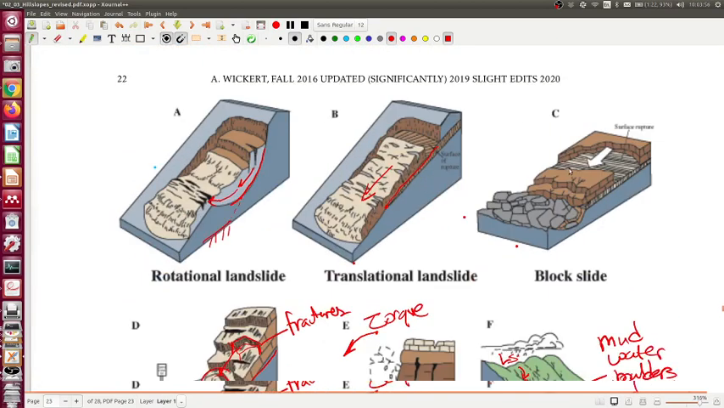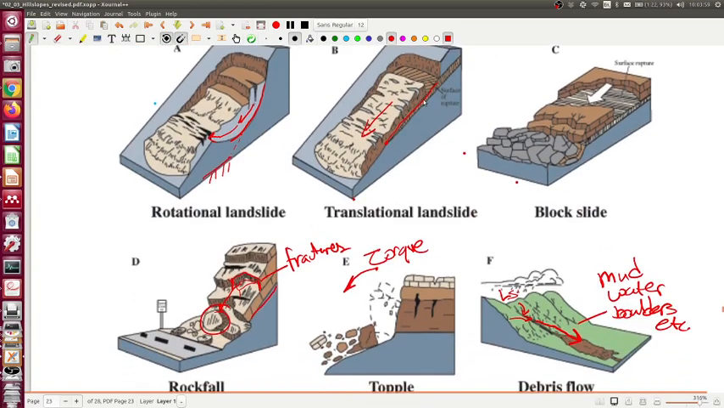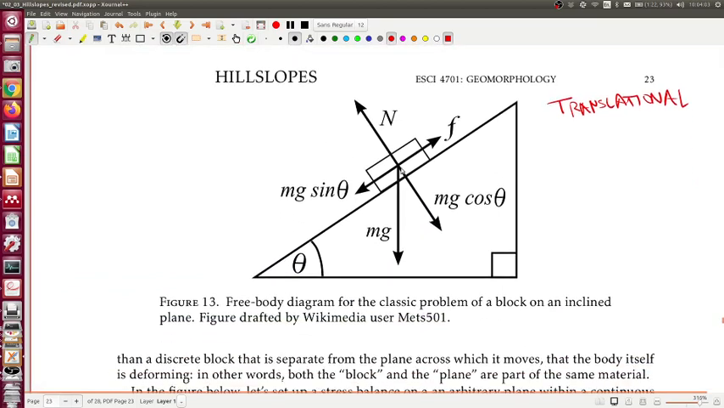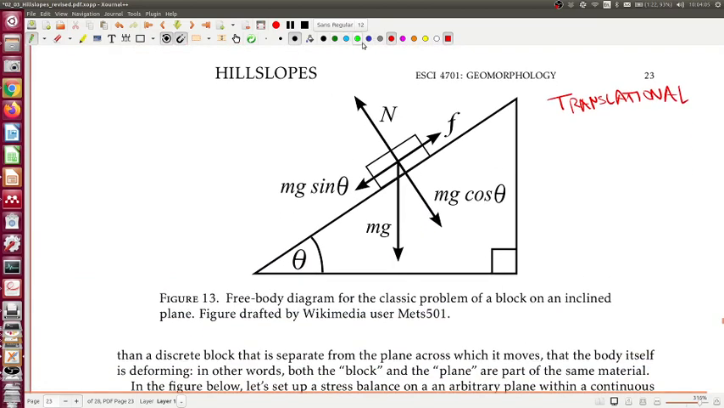And if I go back up here, we're thinking about this translational landslide, something like that right there, where we just have some sort of block that's moving down a plane. And the way this all works out, this figure is just borrowed from Wikipedia. Thank you, Mets501. Wonder if you're from New York.